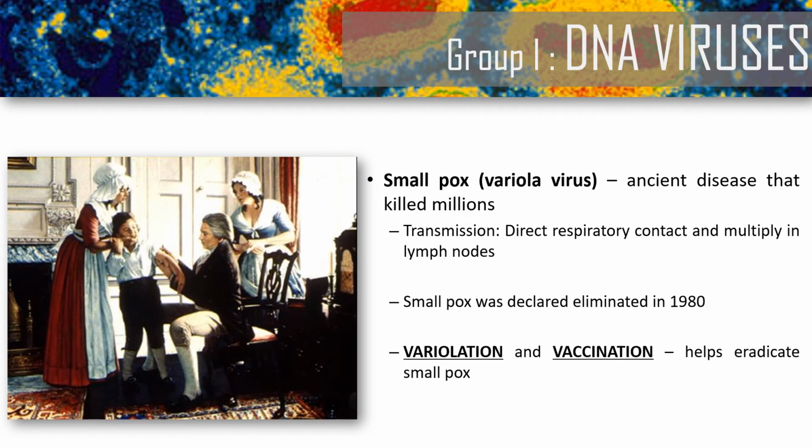So, smallpox, i-rundown lang natin to class kasi I believe that immunology discussed this one. The immunology course discussed this one already. So, smallpox caused by a variola virus, ancient disease that killed millions. Transmission is direct respiratory contact and multiply in lymph nodes. And then smallpox was declared eradicated in 1980, as I mentioned before. And then variolation at saka vaccination helps eradicate smallpox.